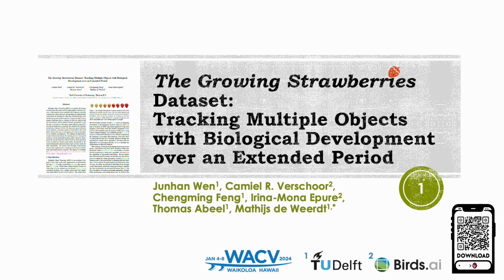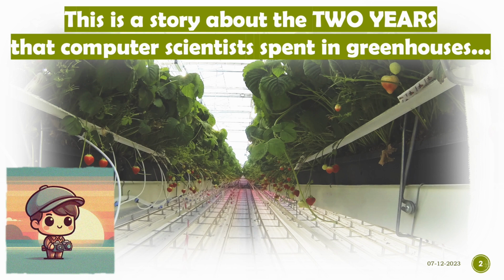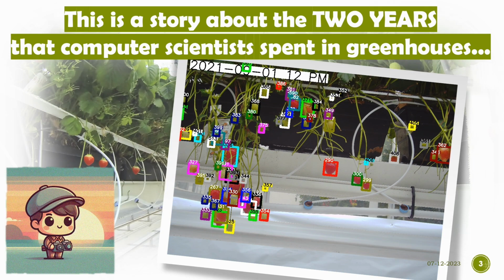Today I will be sharing our newly published dataset, The Growing Strawberries. This is a story about computer scientists who spent years in greenhouses. We brought cameras to the greenhouse, set them up, locked them, and let them take hourly images of how the strawberries are growing there during 2 years of cultivation in 2 different greenhouses. In the end, we got a video like this.